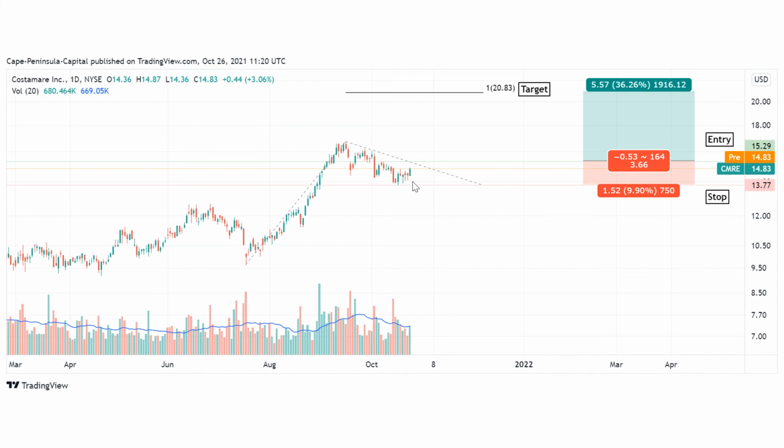And now let's take a look at the risk reward ratio. So we have an upside potential of around 36%, and we have a risk of around 10%. So this leaves us with a risk reward ratio which is about 3.6, and this is very good. Everything above 2 is pretty good.